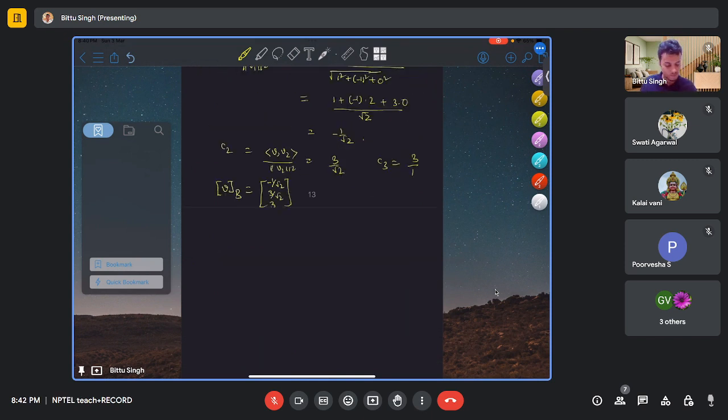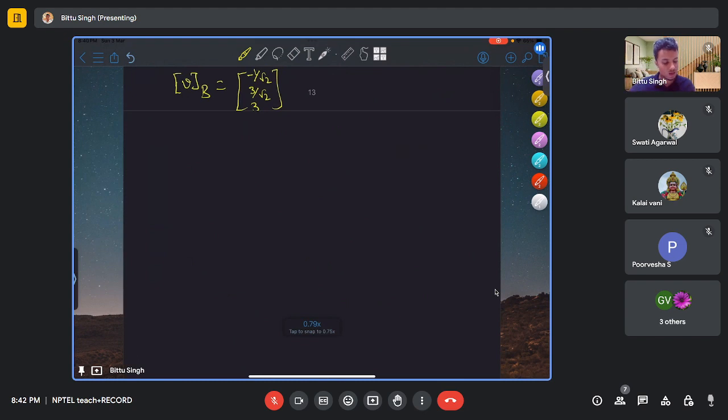Okay. Now the Gram-Schmidt process will be helpful to find those types of things. Given a basis, we can find an orthogonal replacement of that basis. That is, we want to create a basis which will be orthogonal. So, Gram-Schmidt orthogonalization.